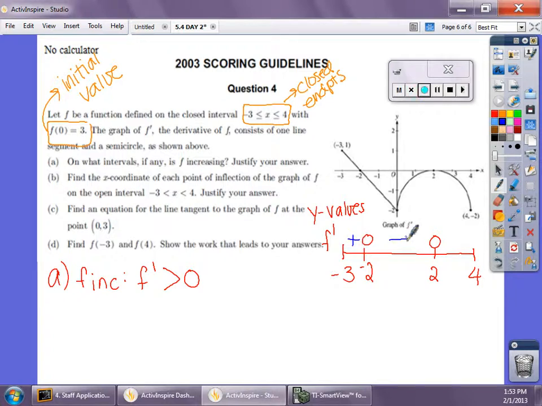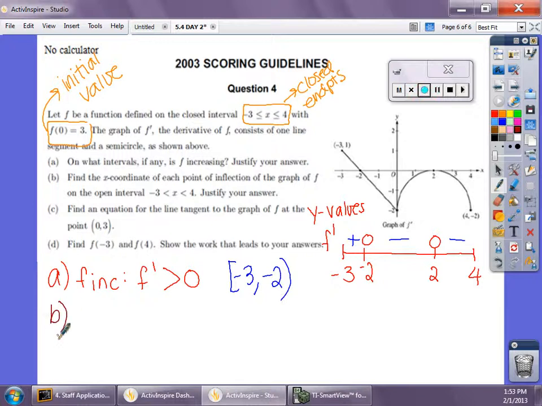They are negative all between -2 to 2, and then they are negative again, so 2 to 4. So f prime is positive from -3 to -2, and the reason is because f prime is greater than 0. That is how you know that f is increasing. Letter B. See how much I can fit on this little page here.